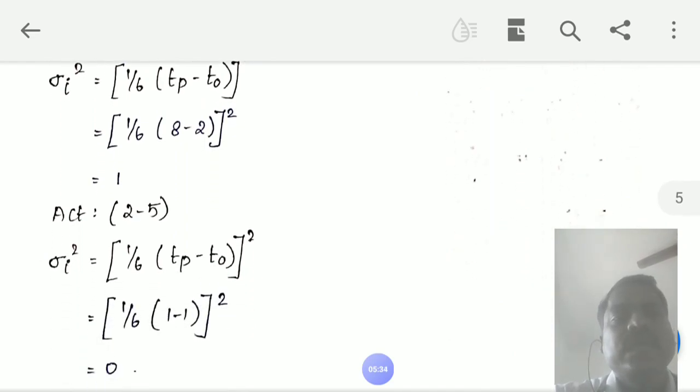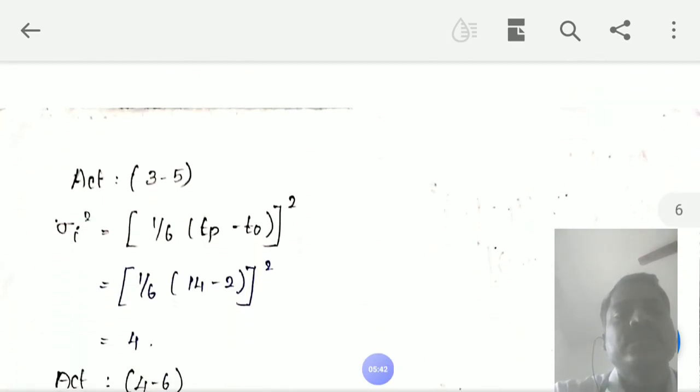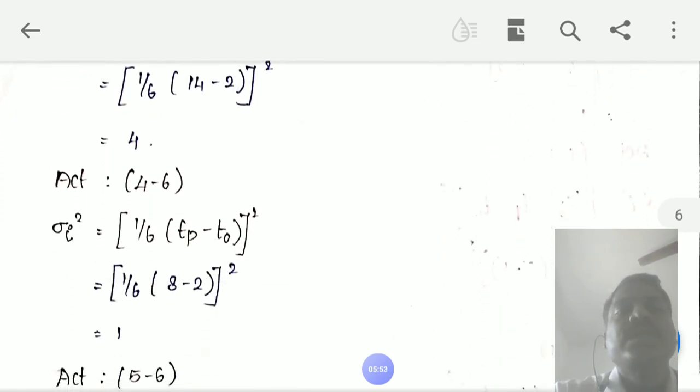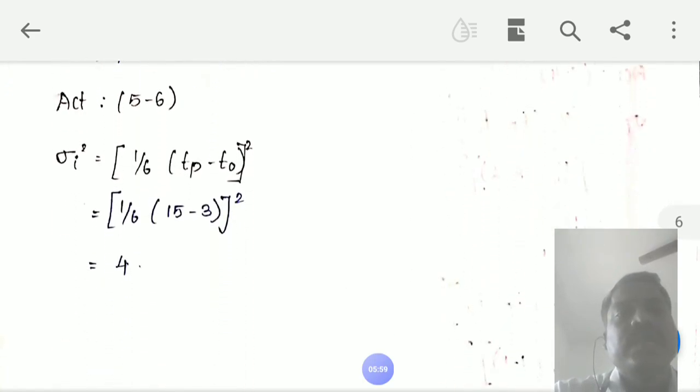Then the variance of activity 2 to 5, using the same formula, is 0. We find the variance of every activity. Therefore, activity 3 to 5 is 4. The variance of activity 4 to 6 is 1. The variance of activity 5 to 6 is 4.